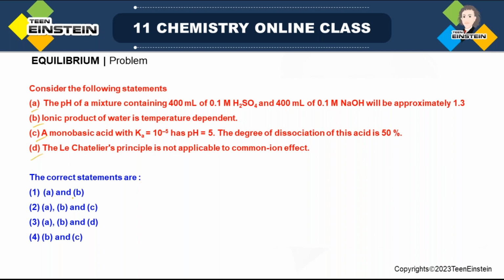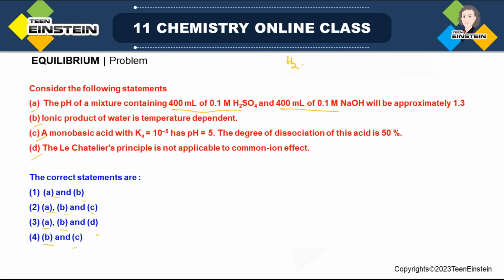Correct statements are: option 1 says only A and B, then A, B, C, then A, B, D, and the last option says only B and C. So one by one we will see. The first statement says the pH of a mixture containing 400 ml of 0.1 molar H2SO4 and 400 ml of 0.1 molar NaOH is 1.3.